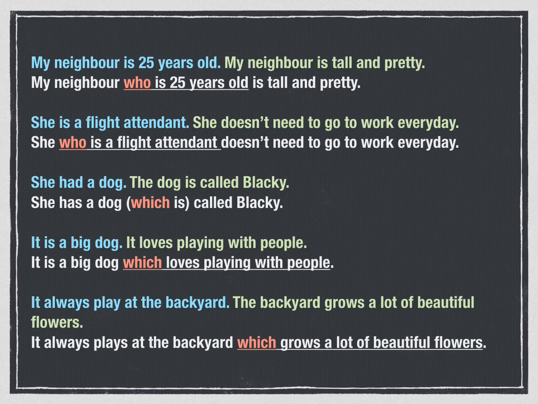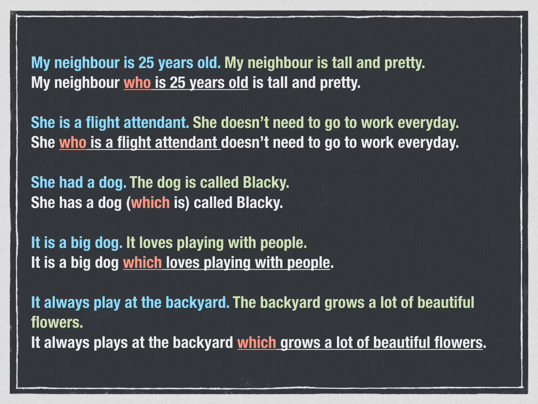Take a look at the second example. The original sentence in the passage: she, who is a flight attendant, doesn't need to go to work every day. We can also break this sentence down into two sentences. The first one can be, she is a flight attendant. And then the second one is, she doesn't need to go to work every day. So once again, with the WH word, we can combine two sentences into one: she, who is a flight attendant, doesn't need to go to work every day.